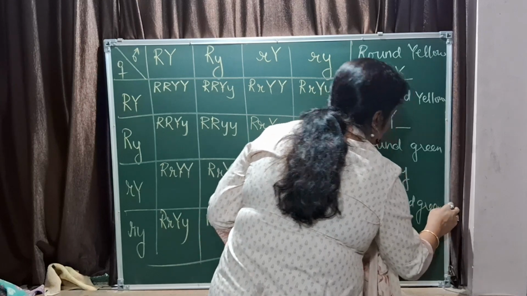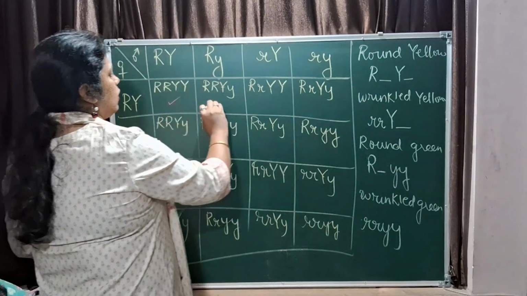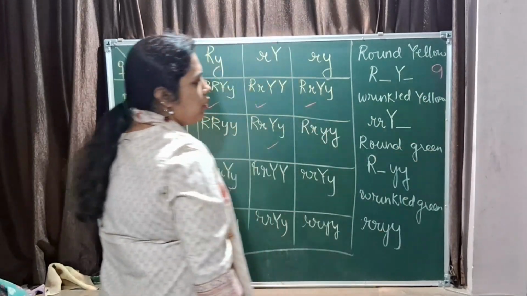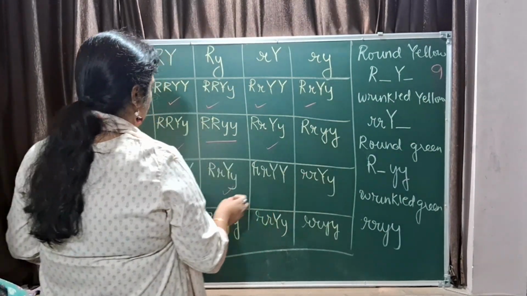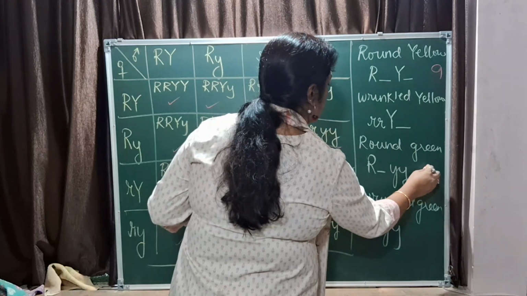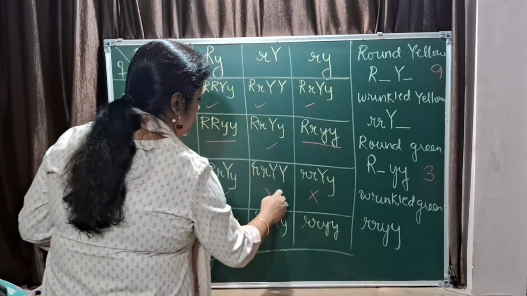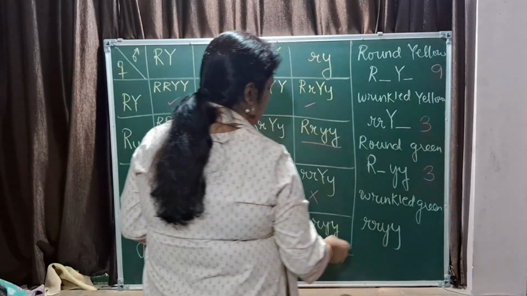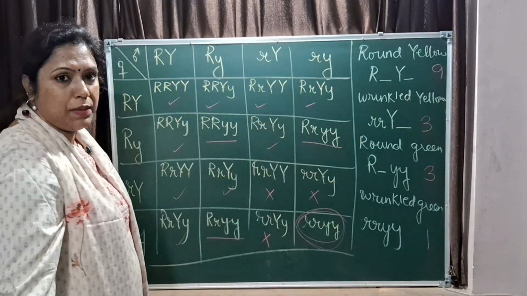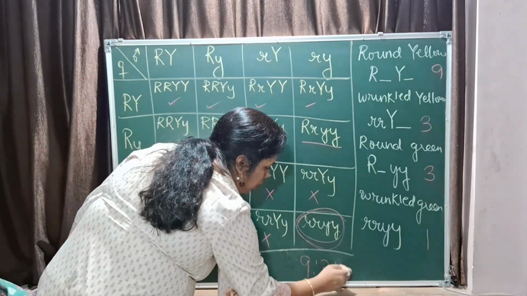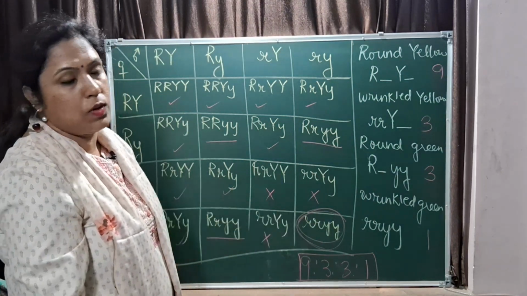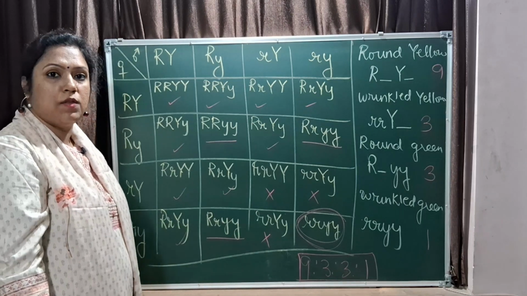and green. Okay, so in this case you will find out that capital R 1 2 3 4 5 6 7 8 9, there are 9 round yellow, then you have got 3 round and green, right, then 3 wrinkled and yellow, and 1 wrinkled and green. So this gives your phenotypic ratio of a dihybrid cross as 9:3:3:1. Please by heart it. 9:3:3:1. You know how you have got it, right? So this is very important for the exam, children.